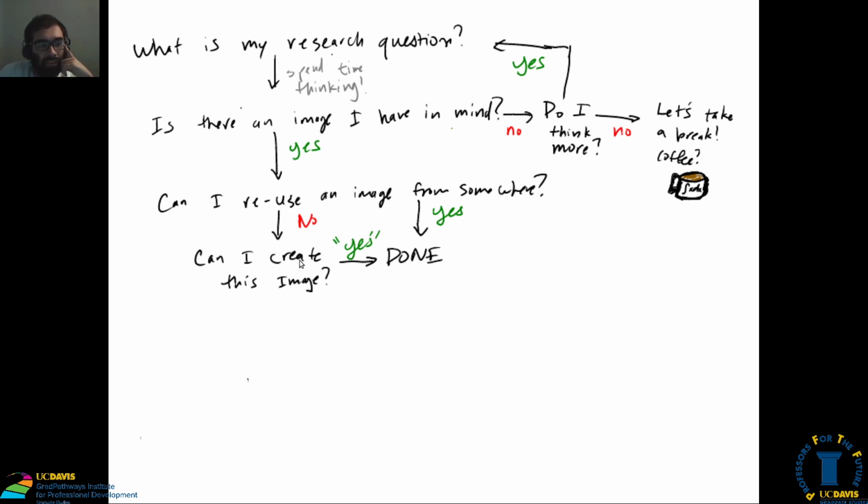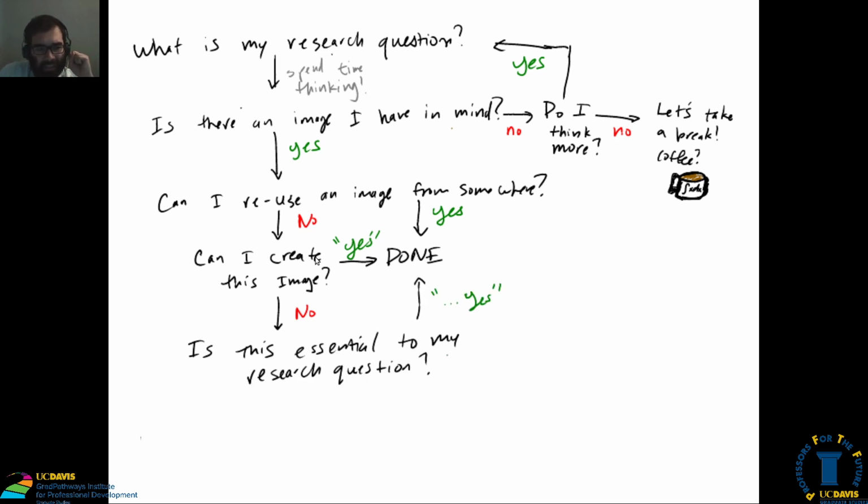If the answer is no, I cannot create this image, then we have to go back into thinking and think, is this essential to my research question? Well, then yes, we're back here. We have to create the image if this is essential. If you cannot create this image, we have to figure out a way to create it. And this right here is where I think many people end up being.